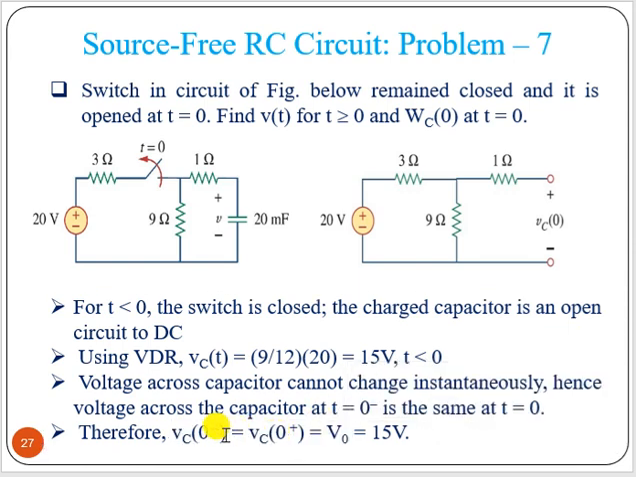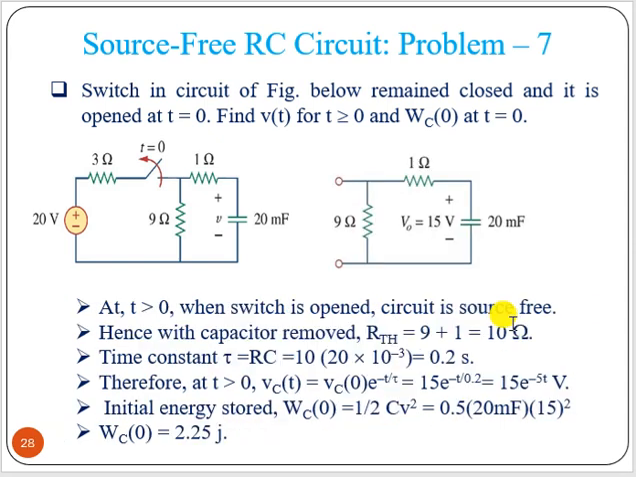Before switching, what is the value? After switching? The 0 minus is before switching, at 0 the switch operates, and 0 plus is just after switching. This time gap is very small, say in nanoseconds or microseconds. In between, the capacitor voltage cannot change instantaneously. Okay, so we got the V0 value.